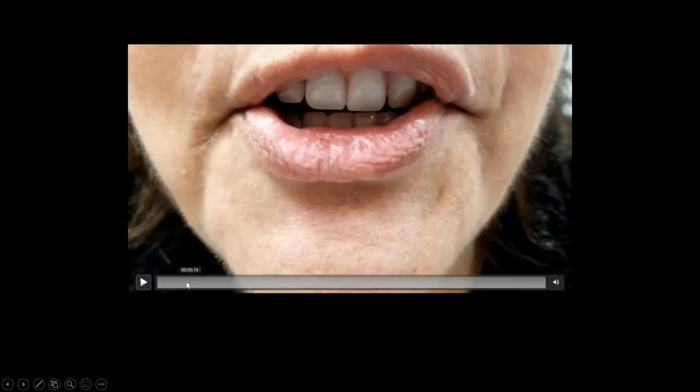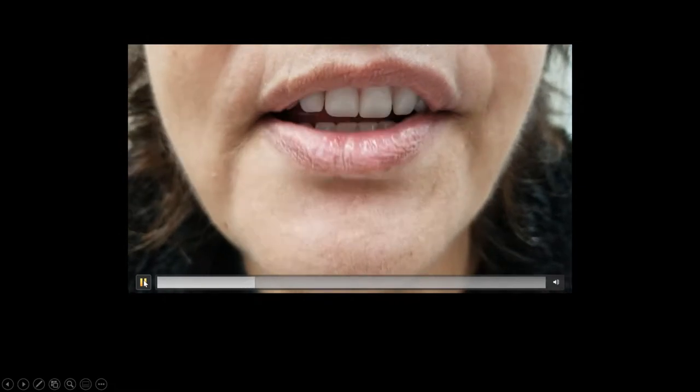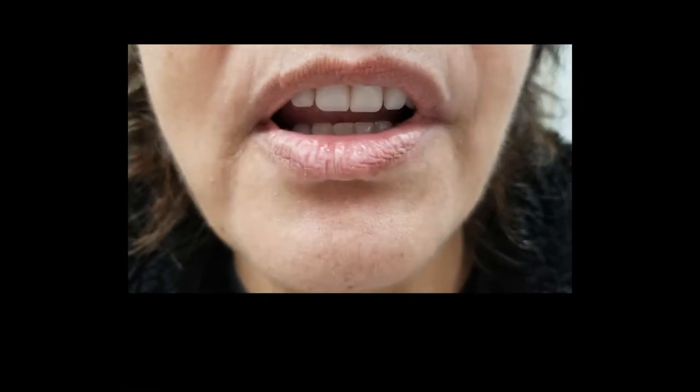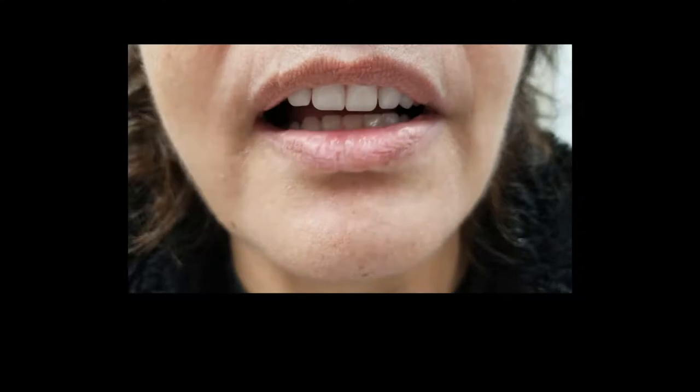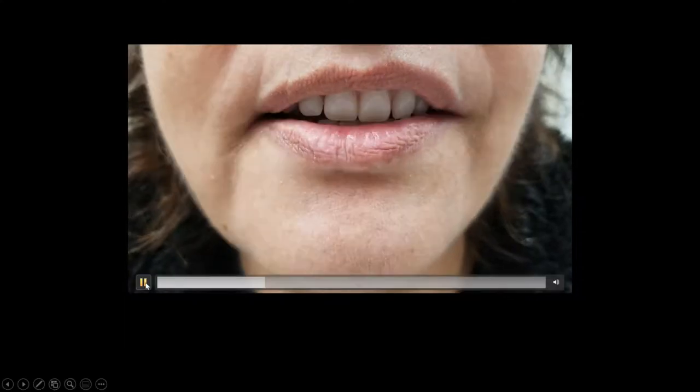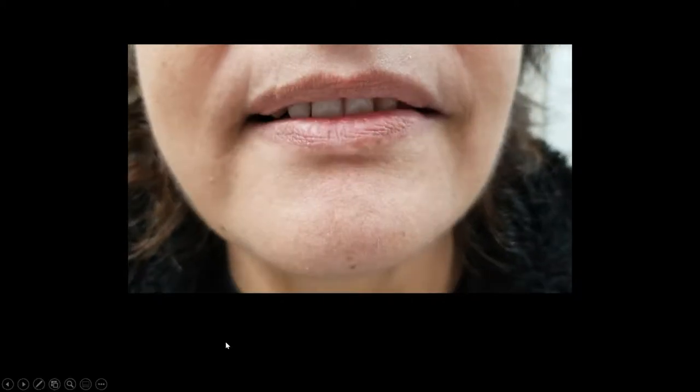So let's check this patient. She's going to now say days of the week. Look at her jaw. See it move? And I want to share with you one more time. Take a look. Postures to the left.